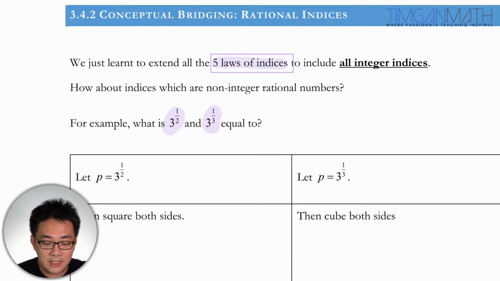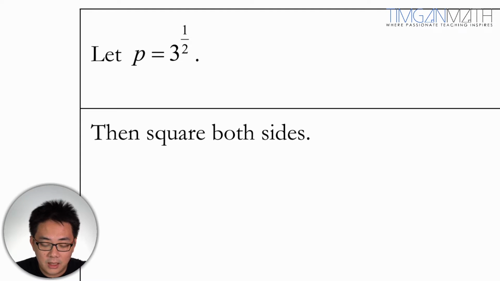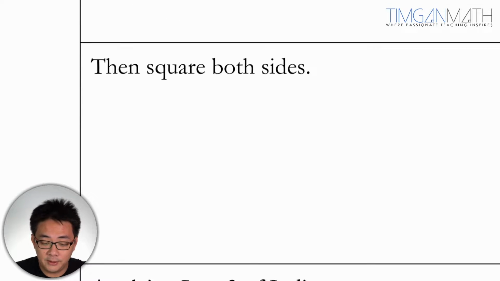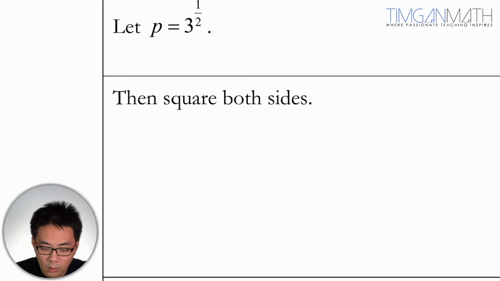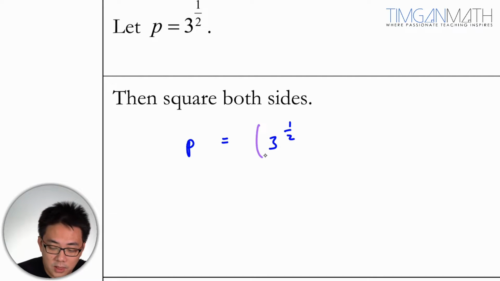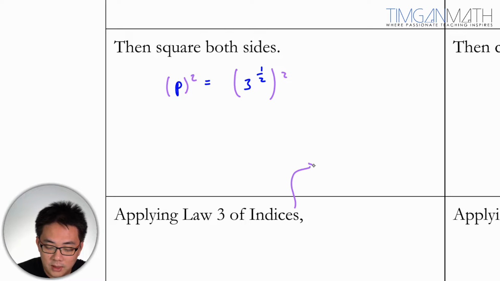Okay, so let's look at this. Let's say we want to find out what is 3 to the power of half. Let P equal 3 to the power of half. What we're going to do is make this side to the power of 1, because we don't know what is the power of half. So the natural thing to do is to square both sides. The reason why I'm squaring both sides is so that I could apply law 3 of the laws of indices.